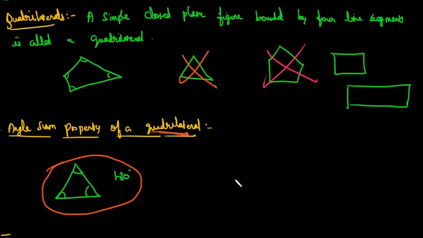What is the sum of the angles of a rectangle or square? It should be 360 degrees. Adding all the angles, you should have 360. So this quadrilateral you can split into two triangles. This triangle has 180 degrees, and this triangle has 180 degrees. So adding these two, you'll get 360 degrees. So the total of the angles of a quadrilateral is 360 degrees.